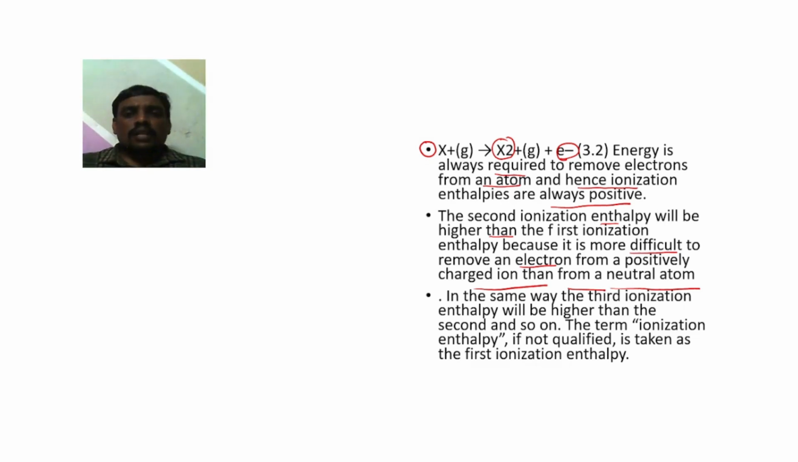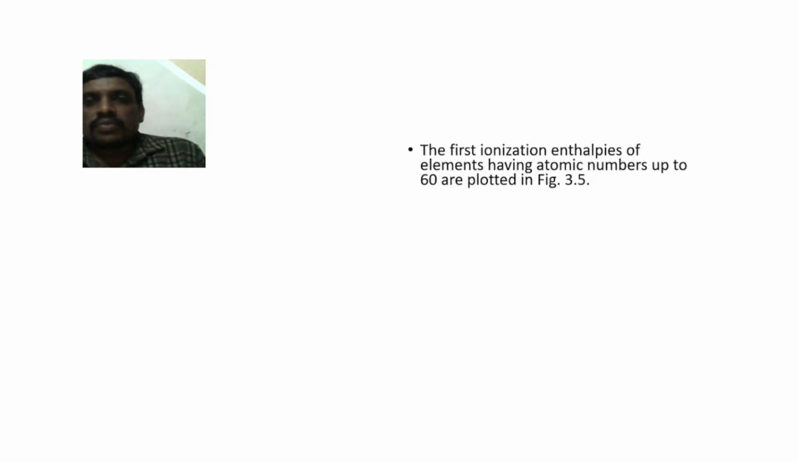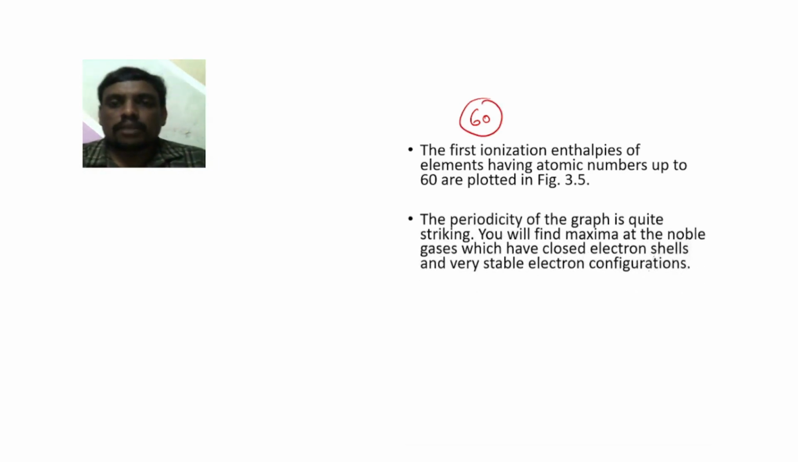In a similar manner, there is a third ionization enthalpy if you want to remove a third electron from the shells of an element. The term ionization enthalpy, if not qualified, is taken as the first ionization enthalpy. Finally, the first ionization enthalpies of elements having atomic number up to 60 are plotted in the graph in figure 3.5.